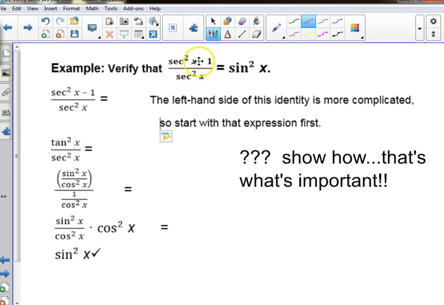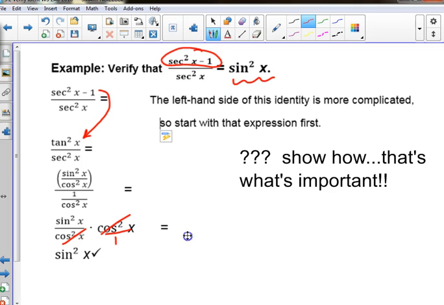Okay. So this is how it started. They decided the left-hand side was really messy, so they should work with that side. Secant squared minus 1 is a Pythagorean identity. It trades for a tangent squared. Then they rewrote tangent squared as sine squared over cosine squared. Secant squared became 1 over cosine squared. Then when you switch to multiply by the reciprocal, this one flips over and becomes cosine squared over 1. These cancel and you get a sine squared, which is what we were trying to show.